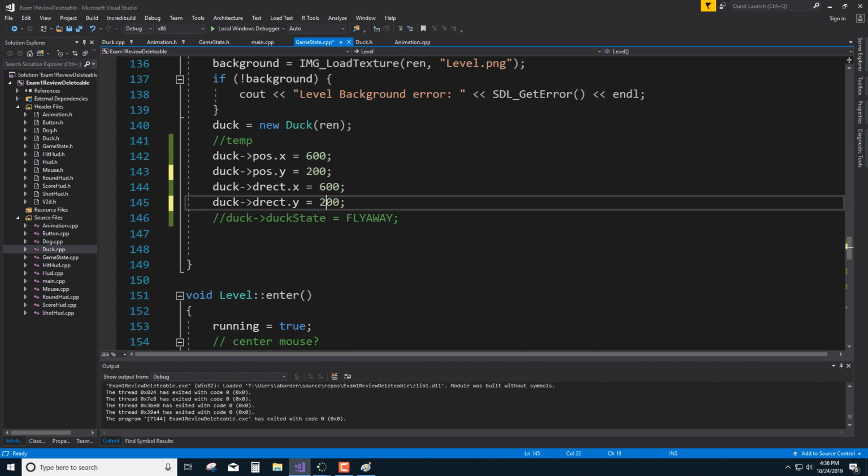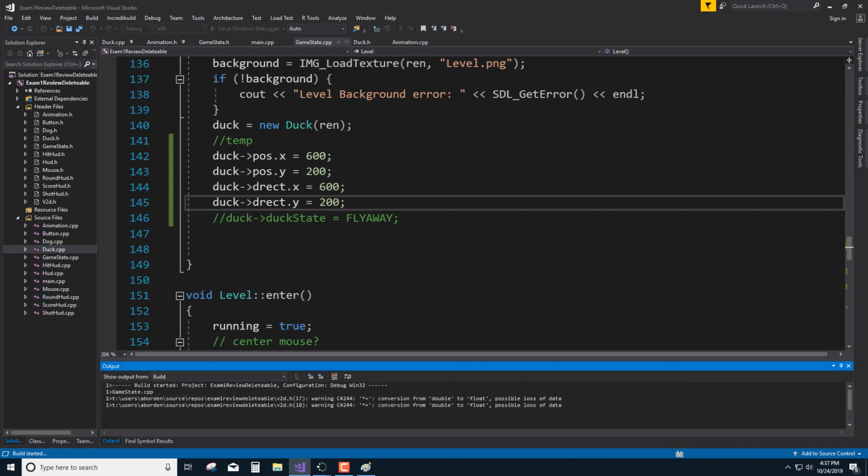Why is it so cold in here? That's it. It's cold.